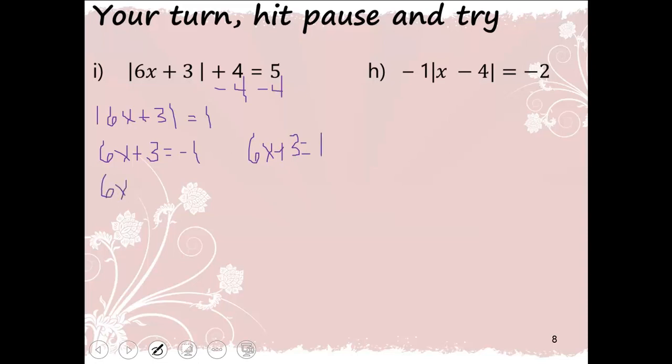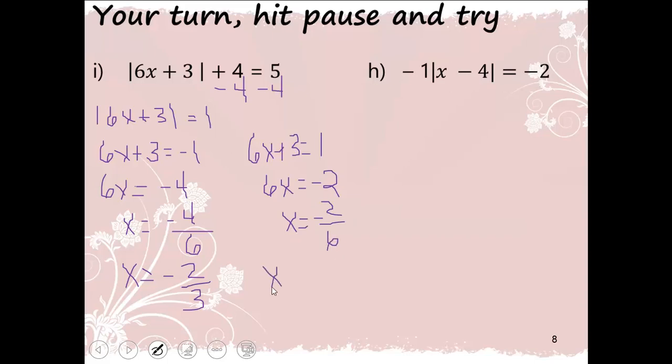So 6x equals -4, x equals -4 sixths. So equivalent, x equals -2/3. Here I get 6x is equal to -2, x is equal to -2/6, x is equal to -1/3. Okay, and you could check both of those answers.